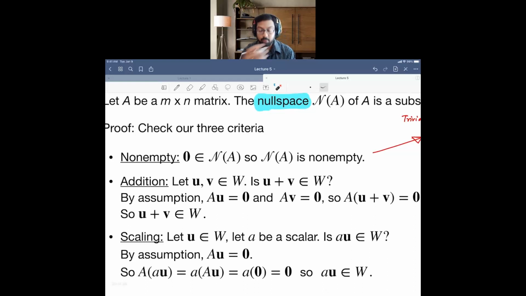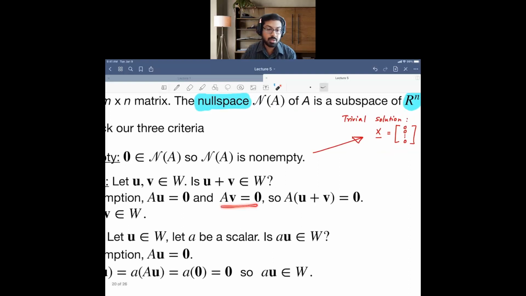With that, I'm going to check u plus v. Does that belong to W or not? Does that also solve Ax equals 0 or not? So by assumption, I know that u belongs to W, so Au should equal 0. It satisfies Ax equals 0. Next, v also belongs to W, so Av should equal 0.